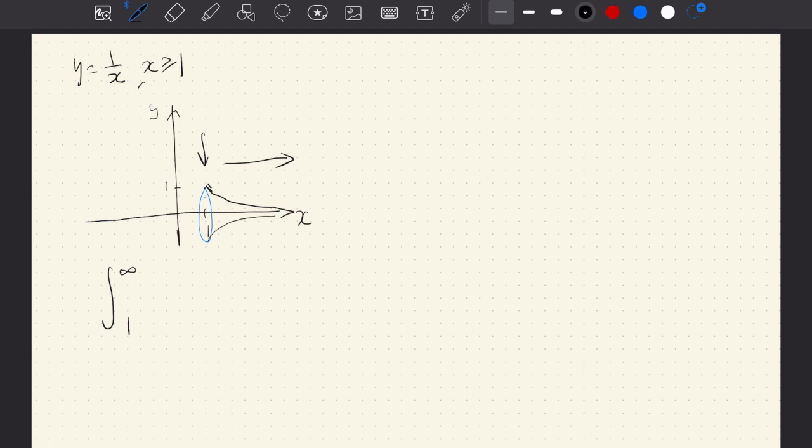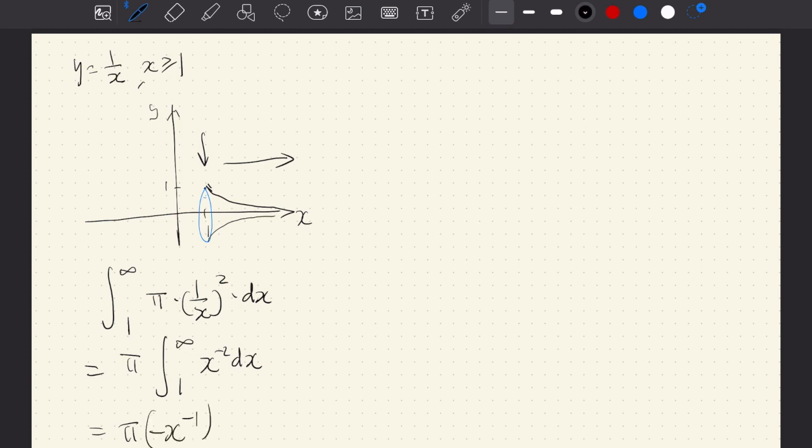Okay, so for the integrand, you have pi r squared, or pi f of x squared times dx, right? So if you evaluate this, you get pi times the integral from 1 to infinity. This is actually -2, right? So using the power rule, you get x to the -1 and take a negative.